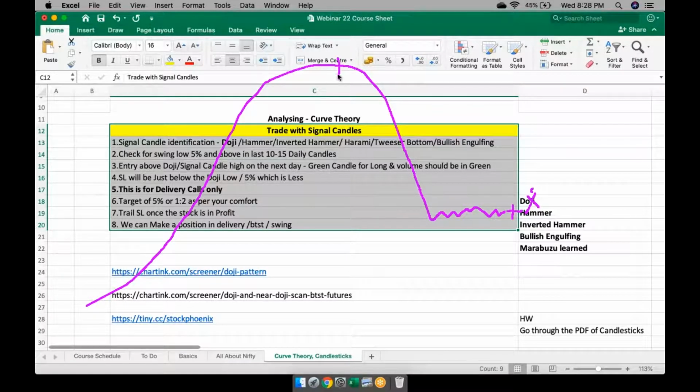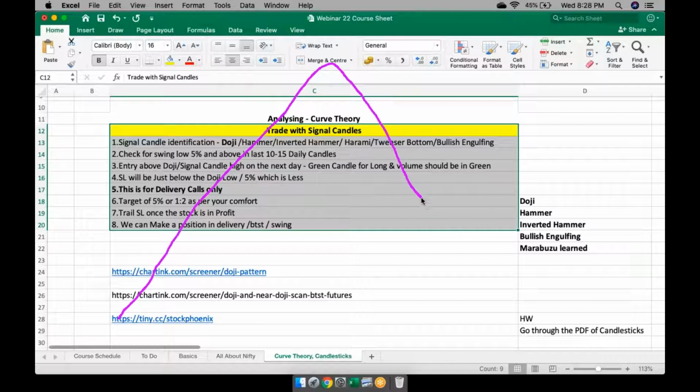So it should be either at the top of the curve or at the bottom of the curve to be more effective. You can also trade like this: if you see a doji here, above this we can go for a buy. But we have to see there are no sideways consolidation phases there previously. Now, signal candle identification. Identify the signal candle. Say, for example, we have identified a doji.